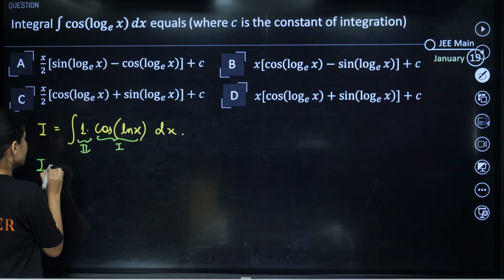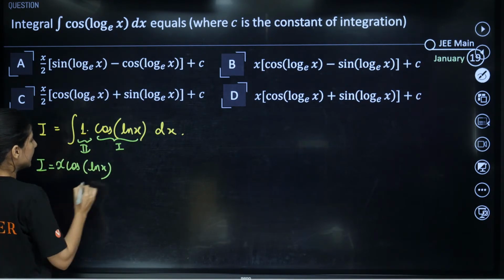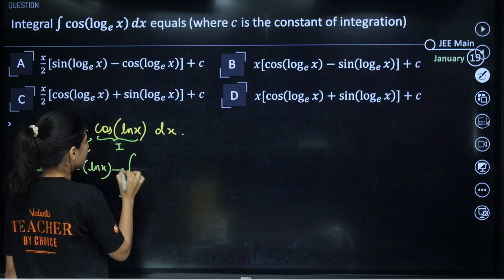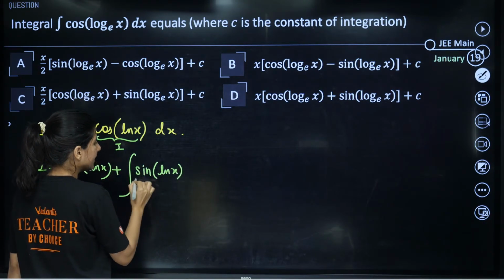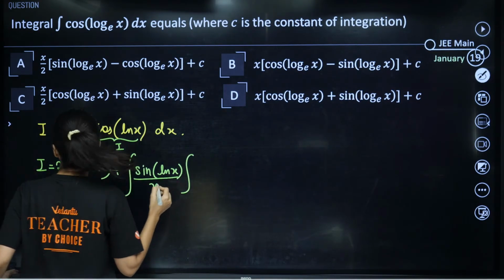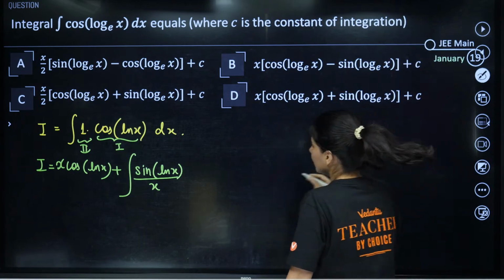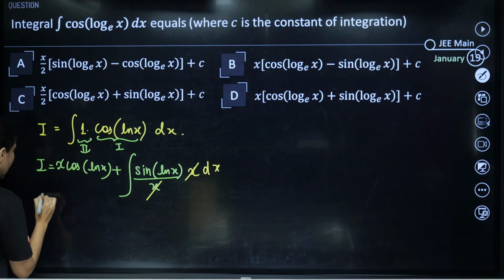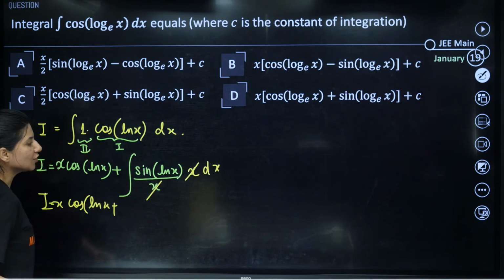So I will be equal to, first function constant, integration of second function, which is x, minus integral of derivative of first function. Derivative of cos is minus sine. So minus sign, the sine of log x. Derivative of log x is 1 upon x. And then integration of second function, integration of 1 is x. Here x dx, the x already gets cancelled out. And now I equals x cos of log x plus integration of sine of log x.